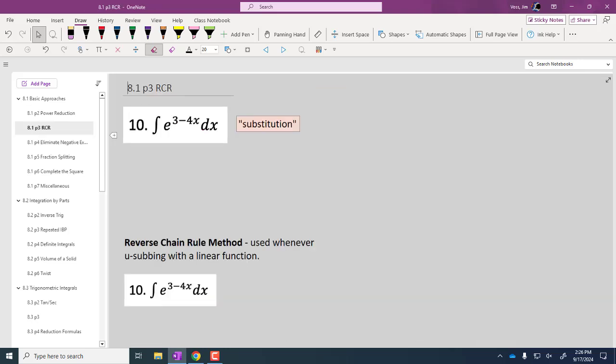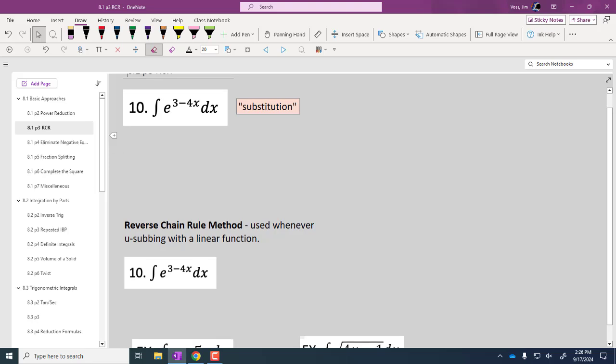Okay, so RCR, next slide. We've already done this. This is just a quick review. Just remember that RCR, reverse chain rule, is whenever you want to shortcut your substitution. Any problem that has substitution can be done with RCR if the substitution is linear. So we would let u be 3 minus 4x, and then take the derivative and get du is minus 4 dx. Then we would isolate the dx and write that as du divided by negative 4.